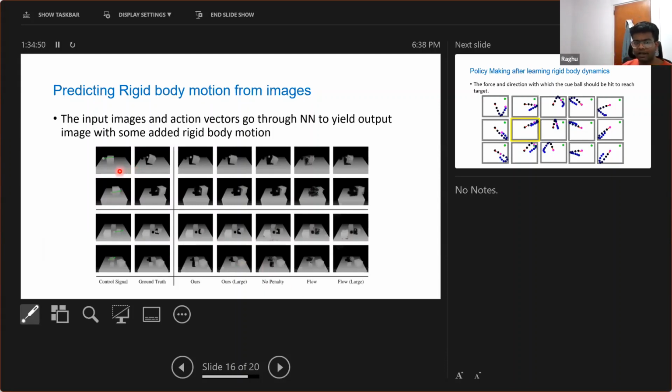How it works is that their application is that they have an image of an object and a ball, and this arrow is an input vector they are giving. If the ball moves in that direction and hits the object, this cube here, how is it going to move? And the neural network would predict an output image, which predicts the rigid body motion of this object when the ball is hit in the specified direction in the arrow. So a lot of data is given to the neural network for training to predict this thing.